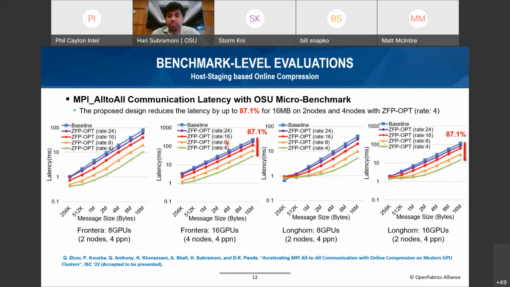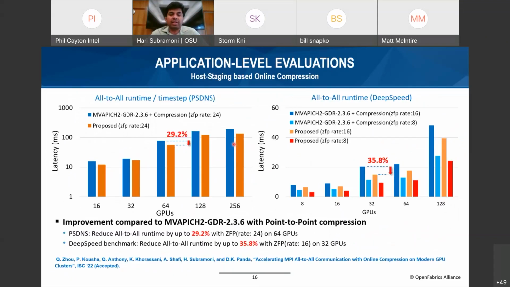As I said, not all compression rates can be used, because if you compress too much, and since this is lossy compression, you could potentially end up with data validation issues. So we carefully chose the compression rates that the application can tolerate, and we are trying to evaluate the performance we get. Here the comparison is with the existing point-to-point based compression scheme. Remember that MVAPICH2-GDR 2.3.6 already has support for on-the-fly point-to-point based compression. So we are taking that as the baseline, not a version without any compression support.